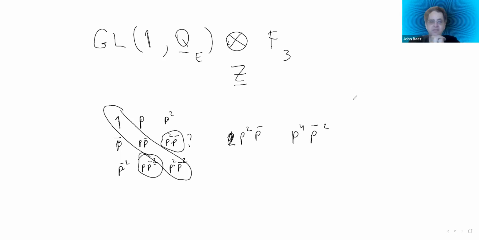So what is the deal with GL1, QE, tensor F3? Why is that group? What's the best way to say what's the point of that group? Well, it has something a whole lot to do with classifying Z mod 3 torsors over the Eisenstein field. Can you say what that is?